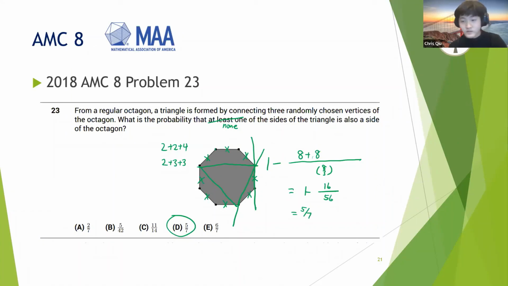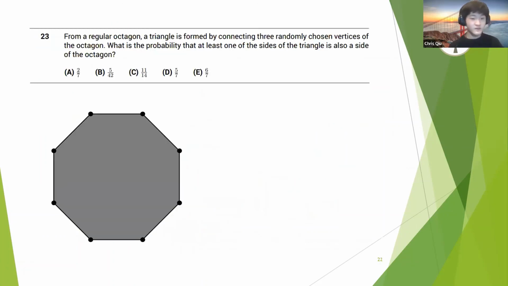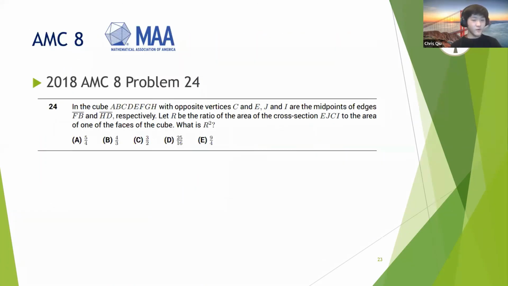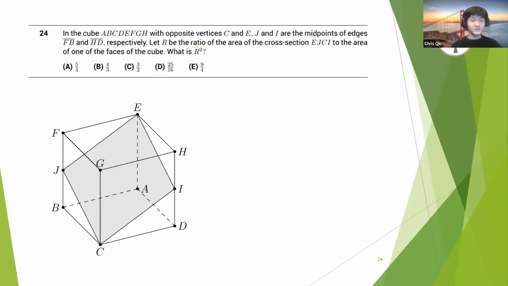All right, so I'm not seeing any more questions, so we can move on to our last 2 problems, 24 and 25. 24 is a problem about a cube. So in this problem, one thing we want to do is find what this region is. Since we have this very strange cross section, we want to find what shape it is.